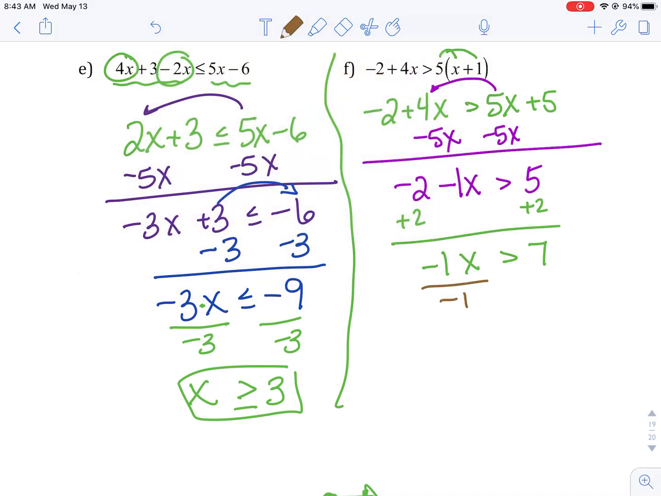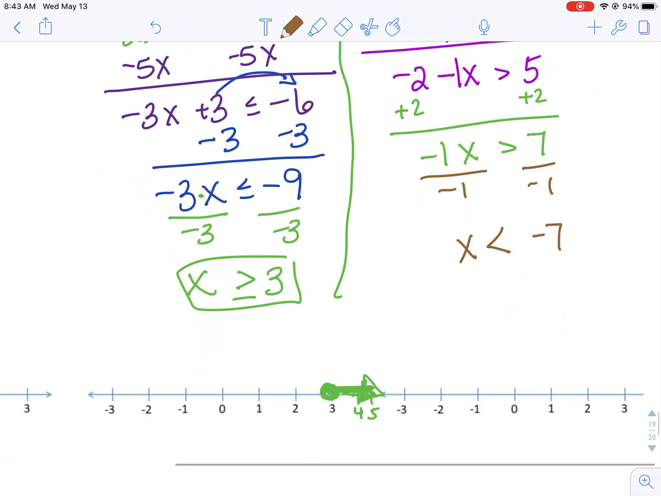And then my last step is to divide both sides by -1. And remember, I divided by a negative, so I've got to flip my sign. And I get x is less than -7.